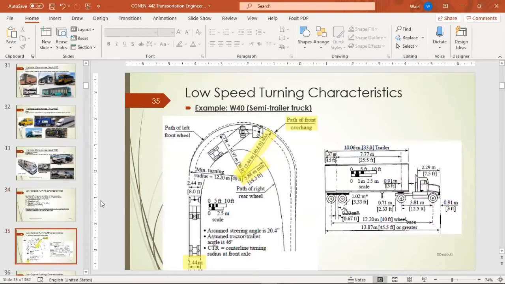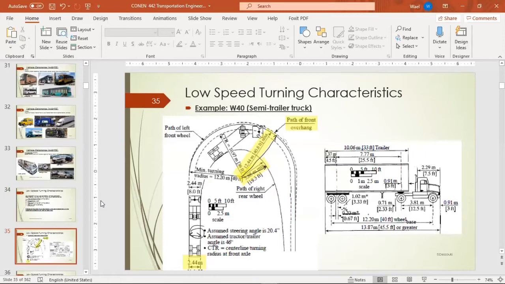For example, here we have a design vehicle. That's the design vehicle we are having. And that's the minimum inner radius, okay? This, the maximum outer radius. And this is the path, the dotted line that you see here. This is the path of the front overhang, okay? And that's here, the wheelbase width, okay? Those dimensions are critical.